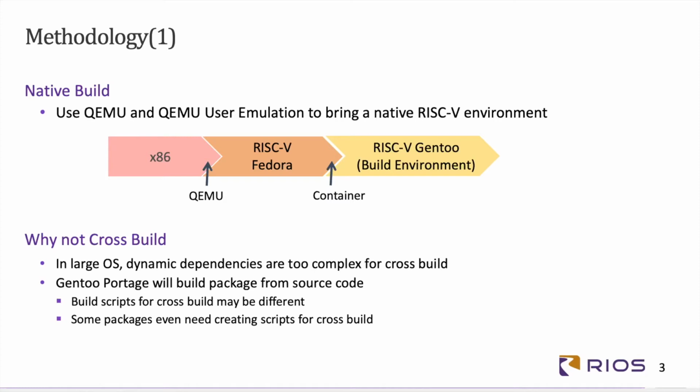Secondly, the Gentoo package management builds packages from source code. So build scripts might be different between cross-compiling and native compiling. Some packages even need us to create a brand new script for cross-building. This is not feasible for every single package, since there are thousands of packages to build.